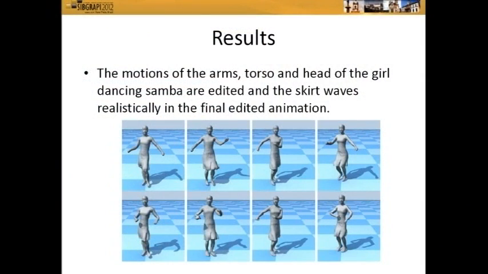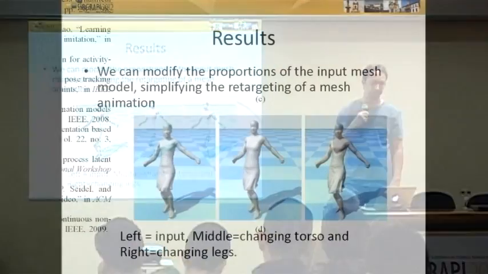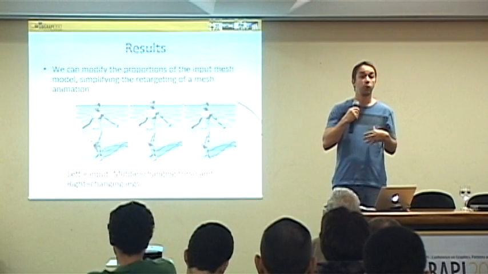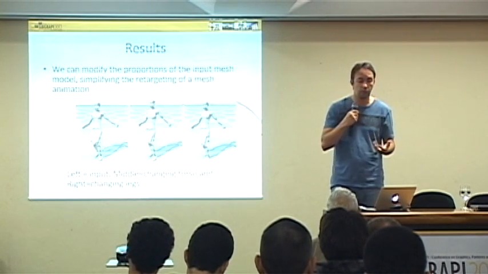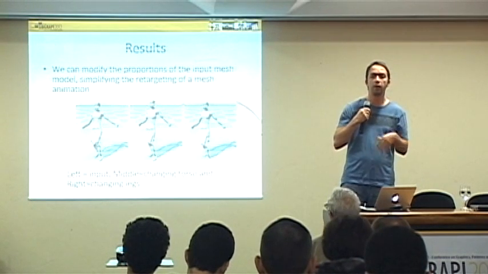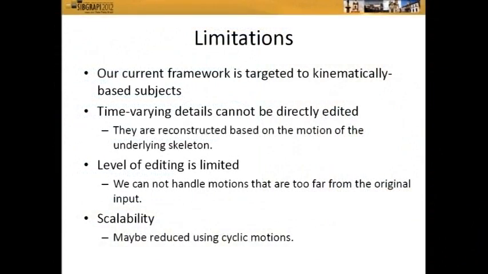Here you can see a few examples of some editing operations. You could change some motions on the arms, torso, and the head, and the resulting animation was still looking okay. We could also do something new, which is to modify proportions on the input mesh animation. So you could do some sort of direct retargeting. You could change the size of the torso and the legs, and our approach would be able to handle it nicely. I had a video, but I don't have time.